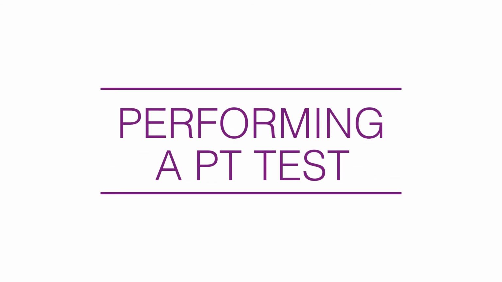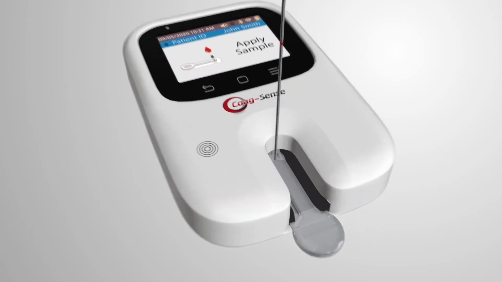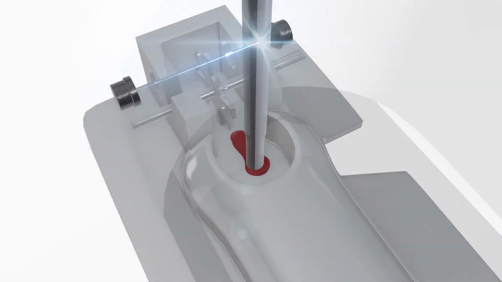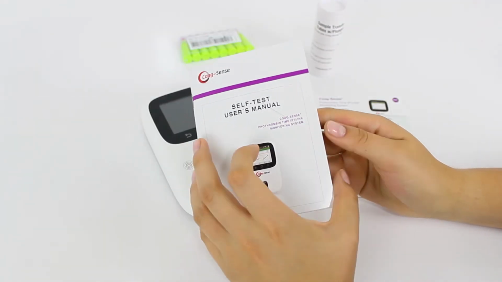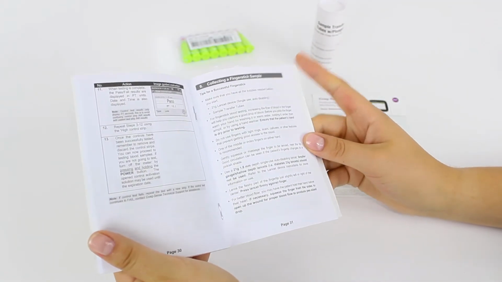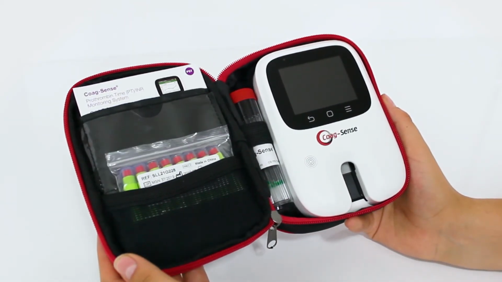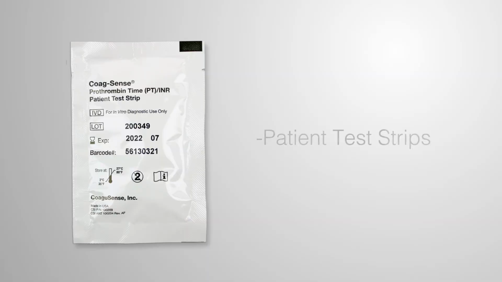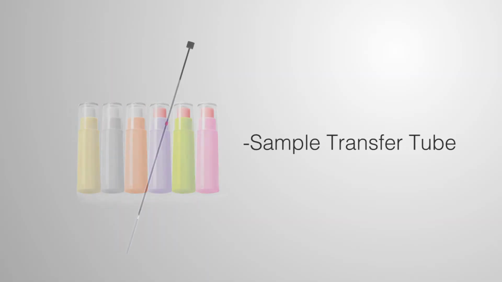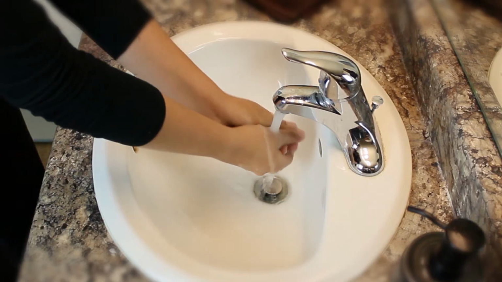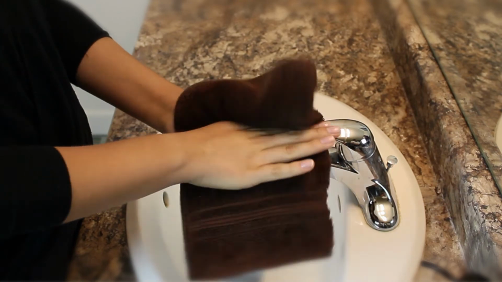Performing a PT test. This video provides a brief overview of how to perform a PT-INR self-test. Be sure to read your entire user's manual carefully before you use your system. Make sure that you have all the supplies needed before you start, including a test strip, 21-gauge lancet, and sample transfer tubes. Wash your hands with soap and warm water and dry them thoroughly before testing.